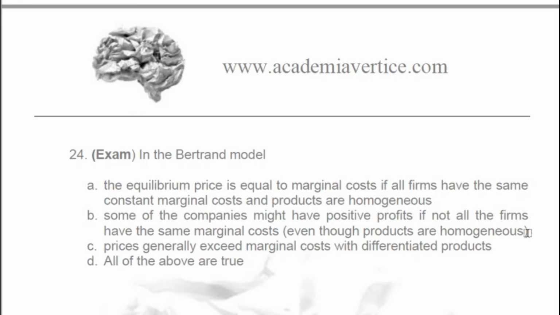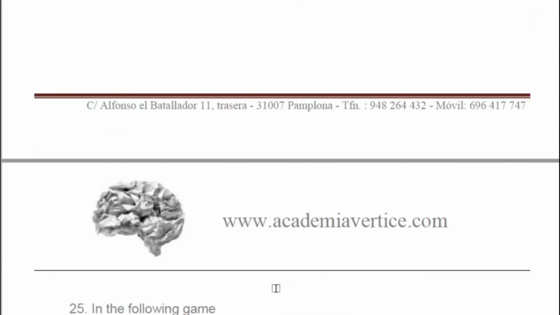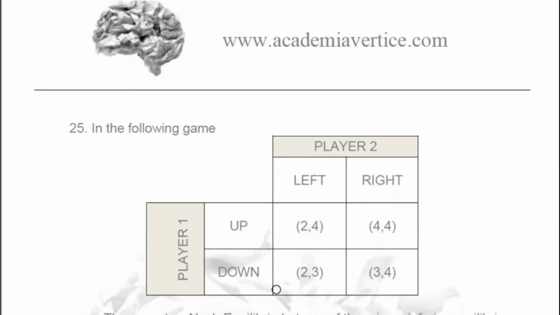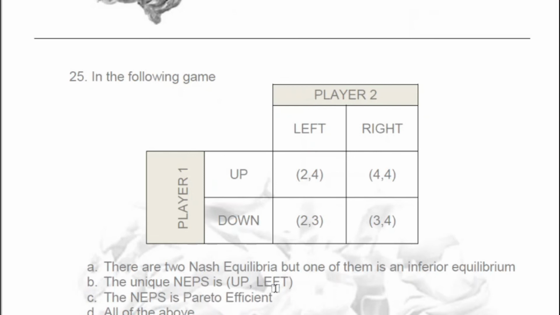C. Prices generally exceed marginal cost with differentiated products. Well, yes, this is true, but we didn't see it in class, but we can think that it's logical, yeah. So we should mark D. I think this is another not too easy, but easy question. Okay, not as easy as the previous ones, but also easy.